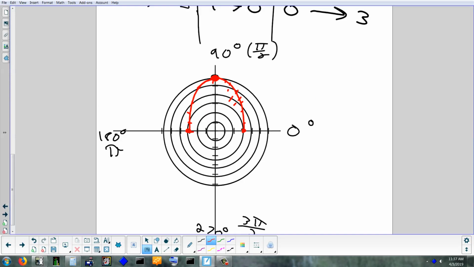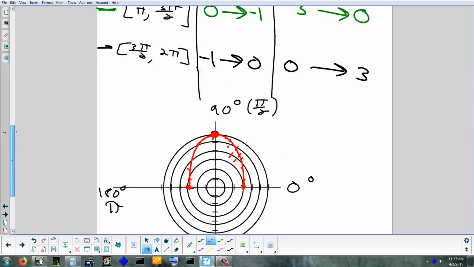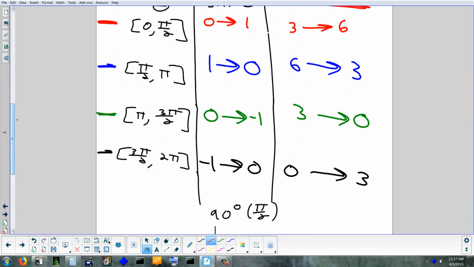All right, so now let's look at what happens in the third quadrant. That's between pi and 3 pi over 2. What's happening to my radius between pi and 3 pi over 2?